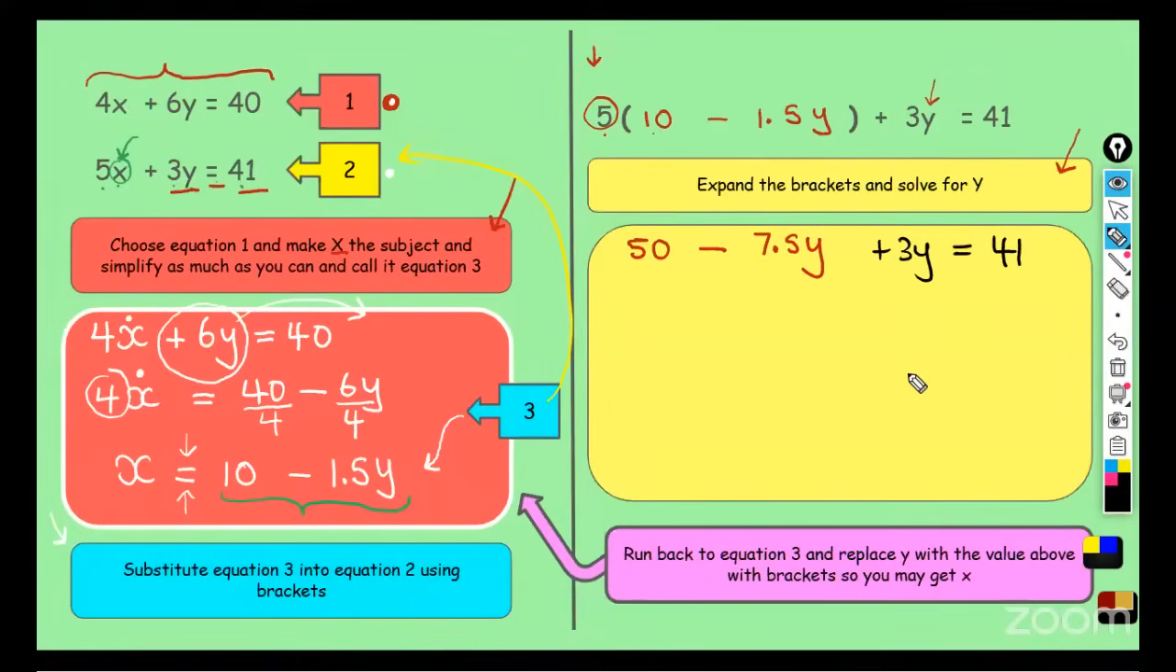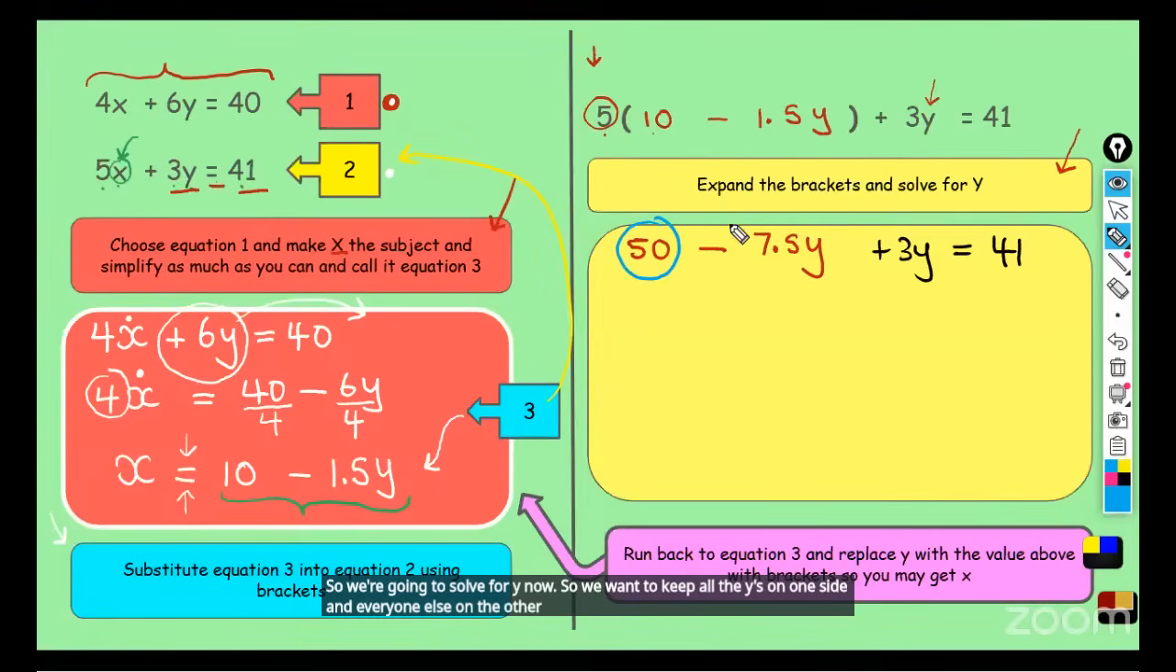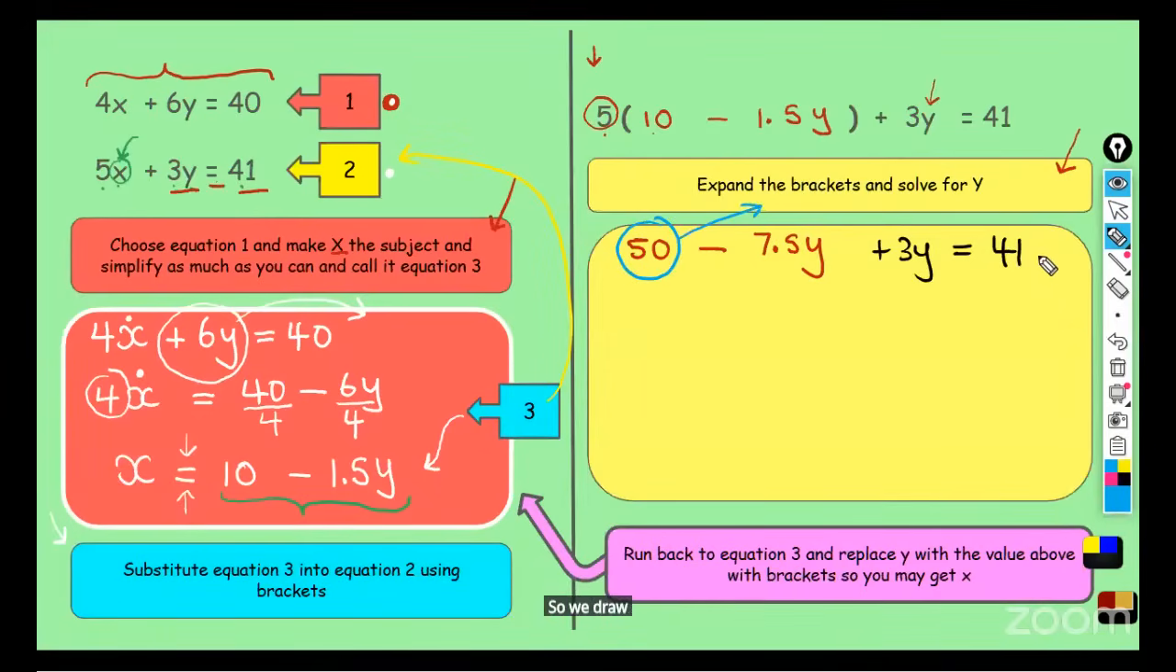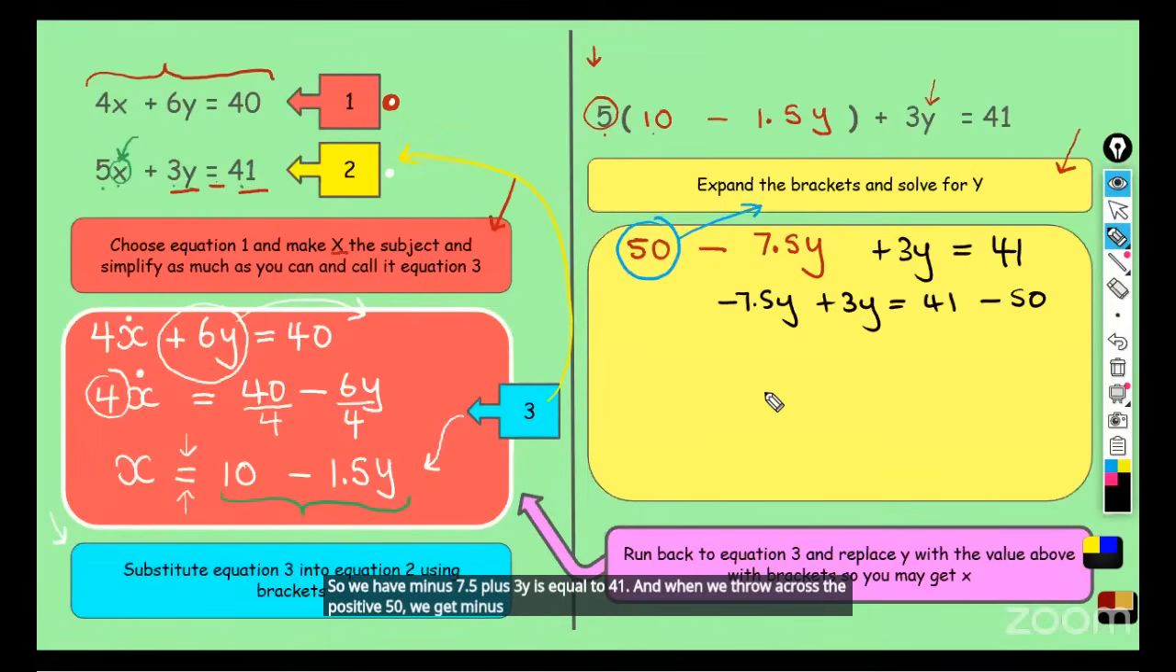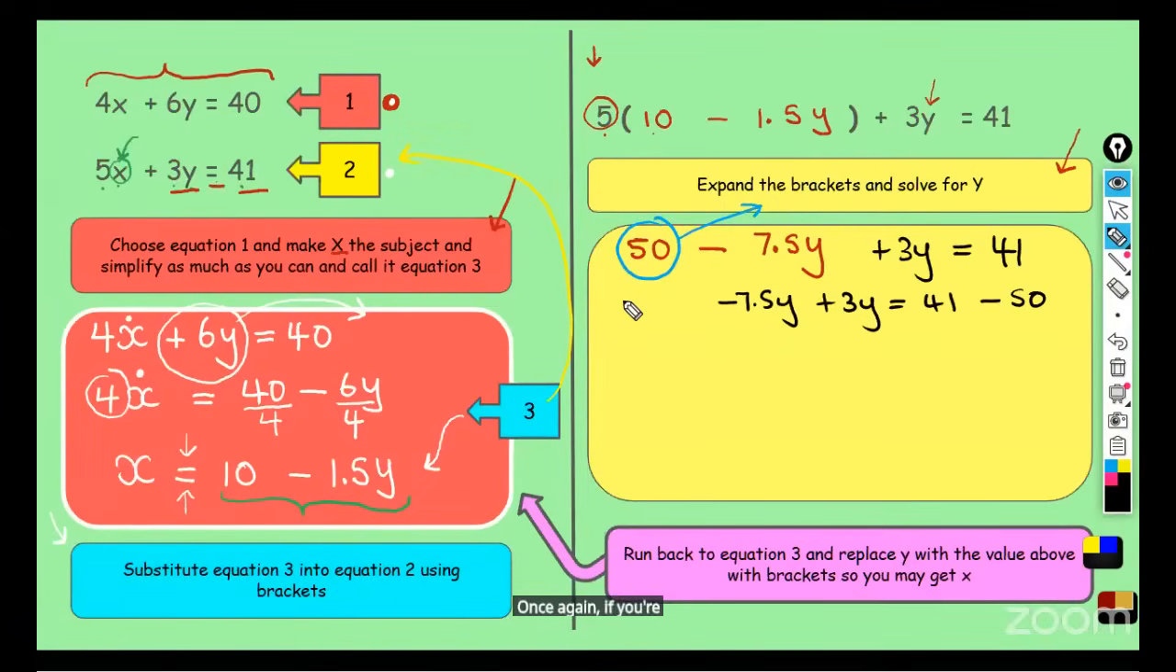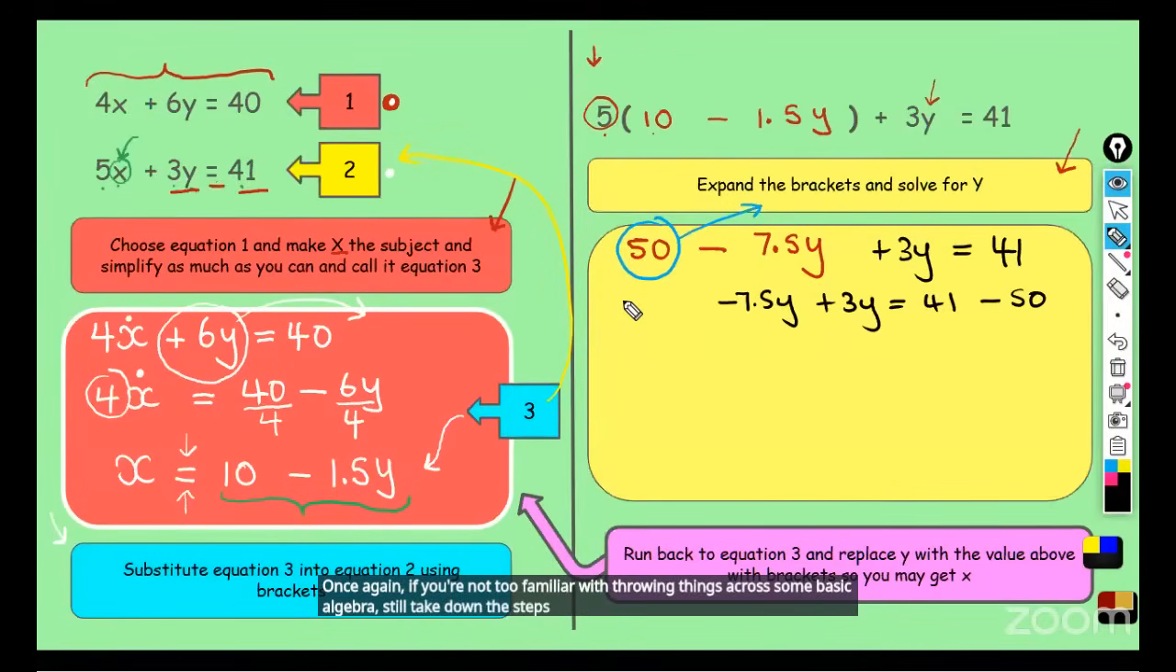So we're going to solve for y now. We want to keep all the y's on one side and everything else on the other side. So we throw across positive 50, and we get minus 50 on the other side. So we have minus 7.5y plus 3y is equal to 41, and when we throw across the positive 50, we get minus 50. Once again, if you're not too familiar with throwing things across in basic algebra, still take down the steps. You'll eventually get accustomed to it.